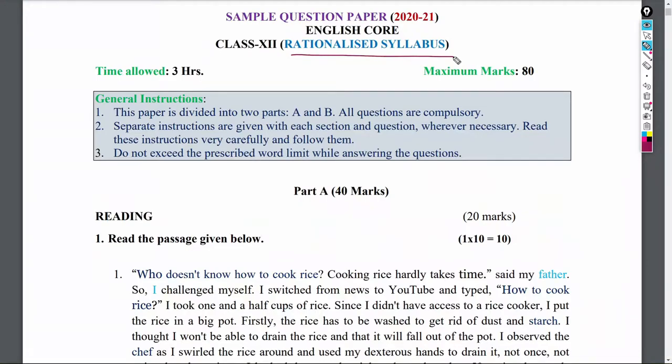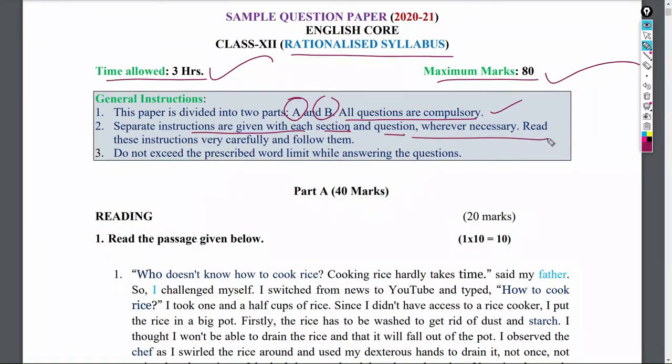Based on the rationalized syllabus, time will be 3 hours and maximum marks will be 80 marks only. This question paper is divided into 2 parts, A and B. All questions are compulsory. Separate instructions are given with each question and each section wherever necessary. Read these instructions very carefully and follow them.